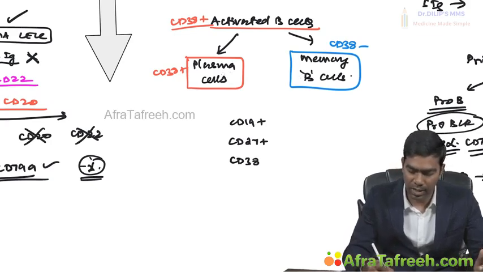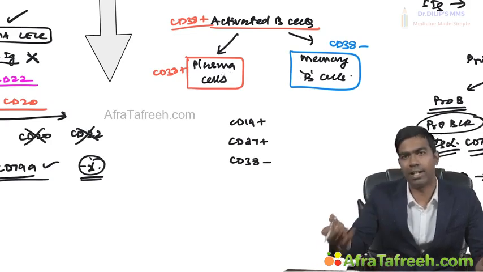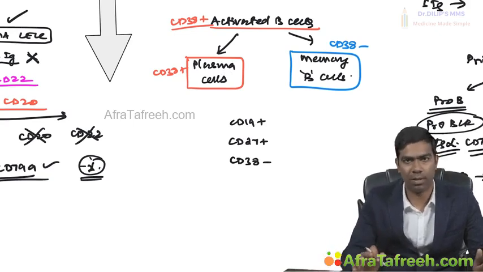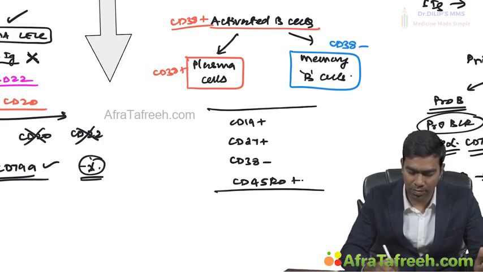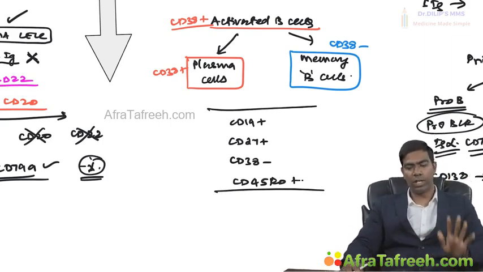Then it will be CD38 negative, which means that among activated B cells, it is not a plasmablast or a plasma cell or simply an activated B cell. Finally, CD45RO positive confirms it's a memory B cell. That's all. This is how you tell it's a memory B cell.